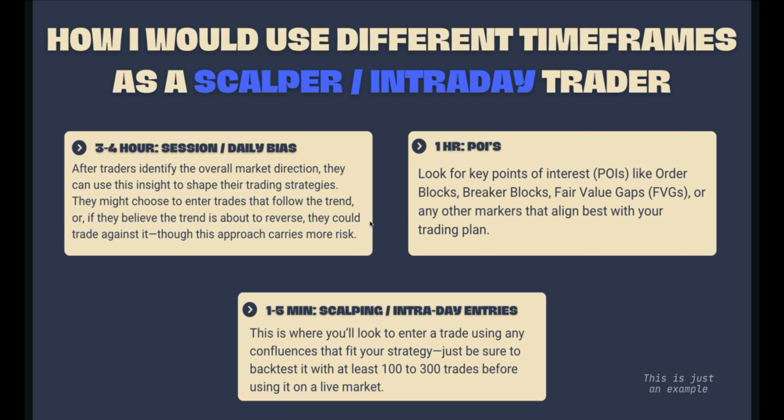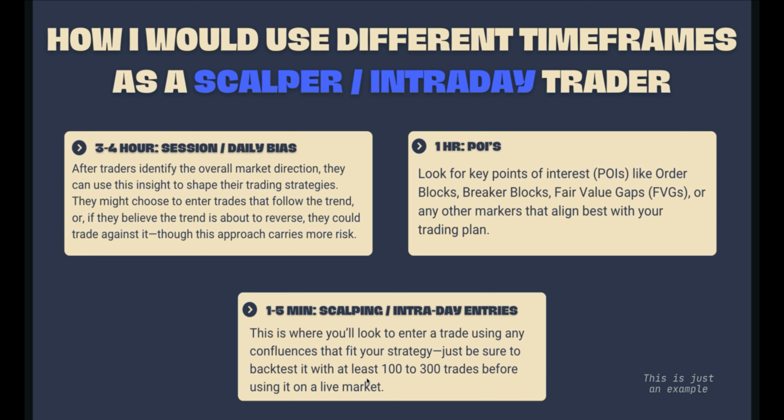Now, from the 3 to 4 hour time frame, you can drop down to the 1 hour for finding points of interest. So this is just areas that you think price is going to tap into or head towards. Look for key points of interest like order blocks, breaker blocks, fair value gaps, or any other markers that align best with your trading plan. Okay, it has to be with your trading plan. Lastly, you can use the 1 to 5 minute time frame for scalping. This is where you will find your entries. This is where you'll look to enter a trade using any confluences that fit your strategy.